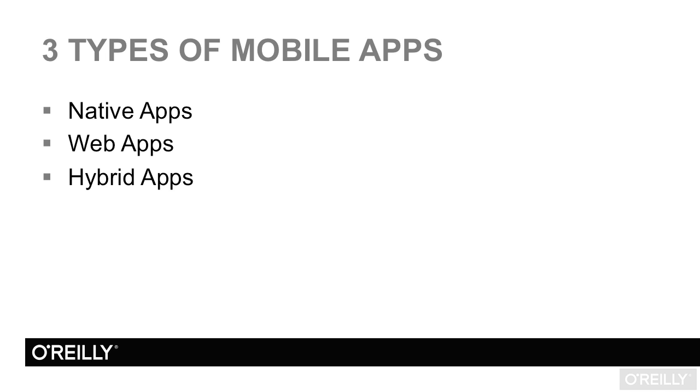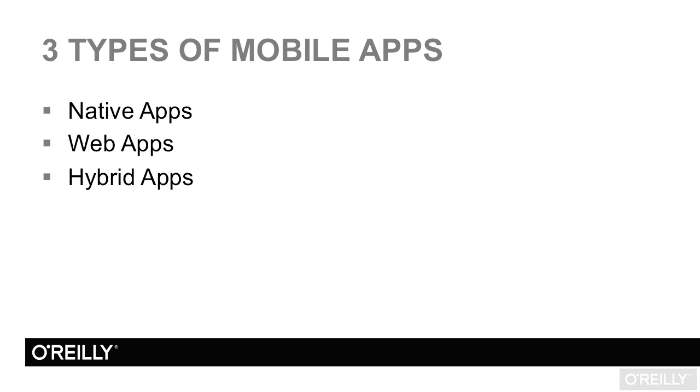They're designed and built for one operating system using the tools created by that operating system's vendor, such as Apple or Google. Web apps are the second type of mobile app. These are created using standard web technologies such as HTML, CSS, and JavaScript. They run in a web browser and can run on any device, desktop or mobile, that has a web browser.